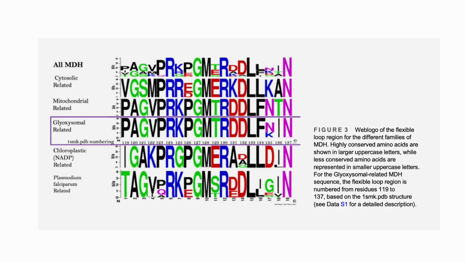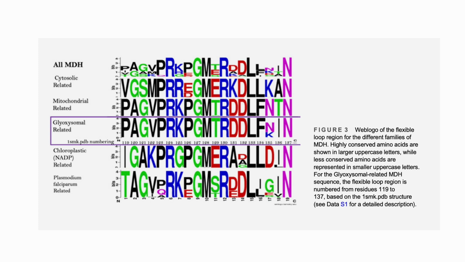This sequence logo shows that the flexible loop region of MDH is highly conserved across different MDH families. In glycosomal MDH, this loop spans residues 119 all the way to 137. And because the loop is both flexible and conserved, our next question was simple. We wanted to see what happens if we change individual residues within it.